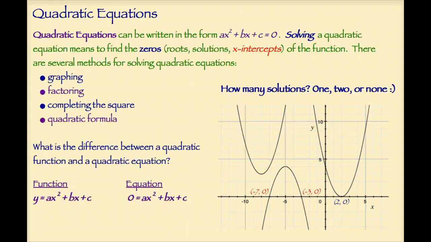Now let's discuss quadratic equations. Quadratic equations can be written in the form ax squared plus bx plus c equals 0. Notice the difference. Instead of equaling y, equaling 0. That makes it an equation.